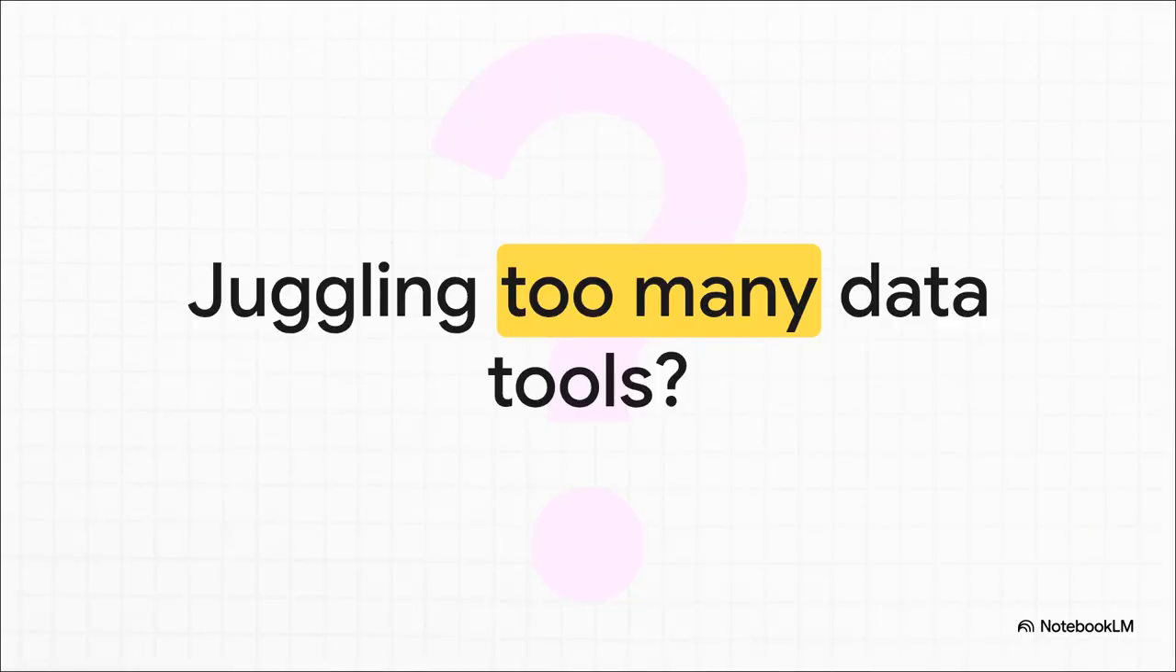You've got one system for your data pipelines, a totally different one for your big data warehouse, and probably another for your machine learning projects. It's a mess, right? You're constantly jumping between tools and things get complicated fast.